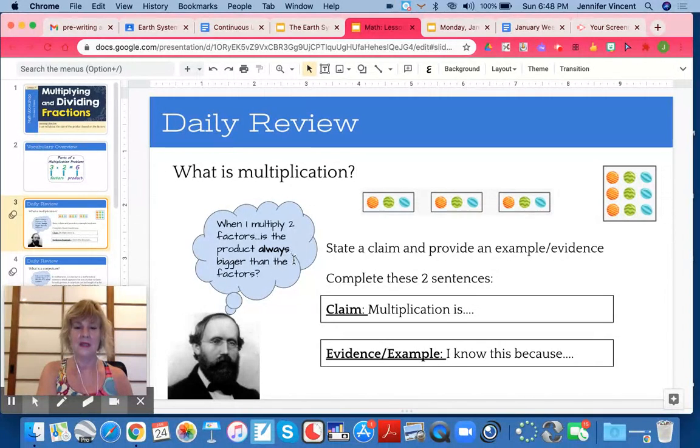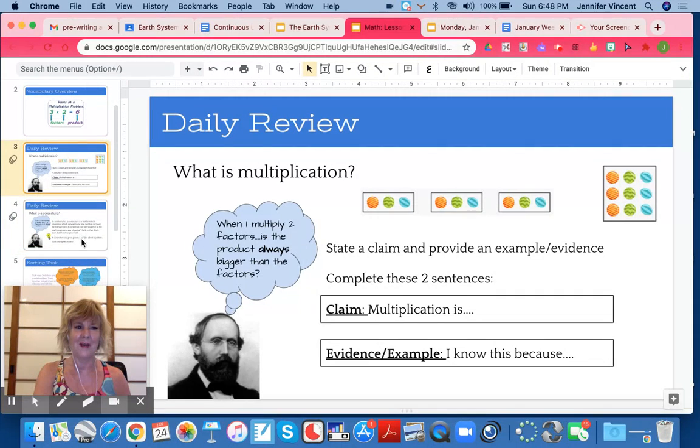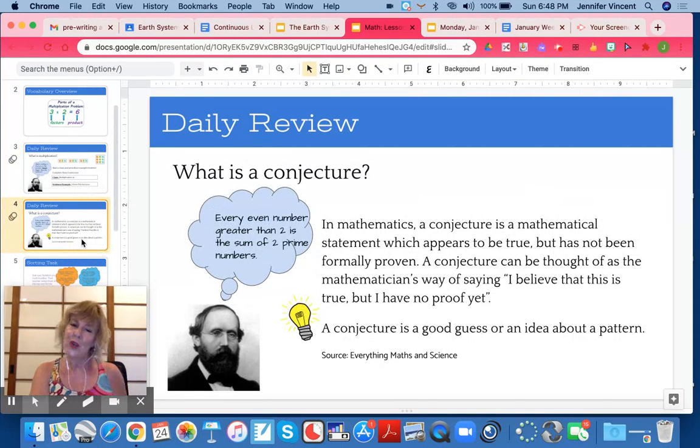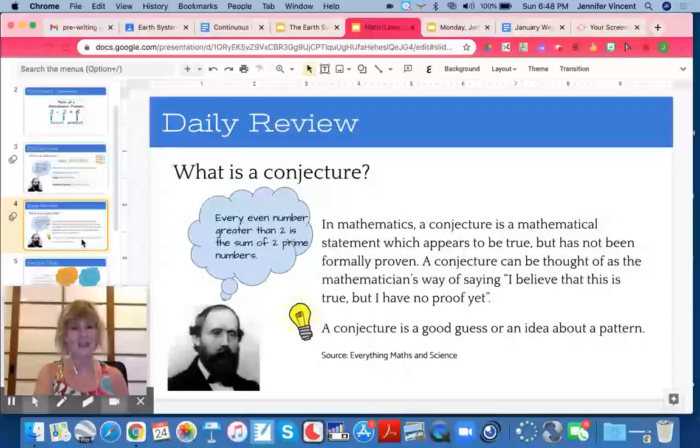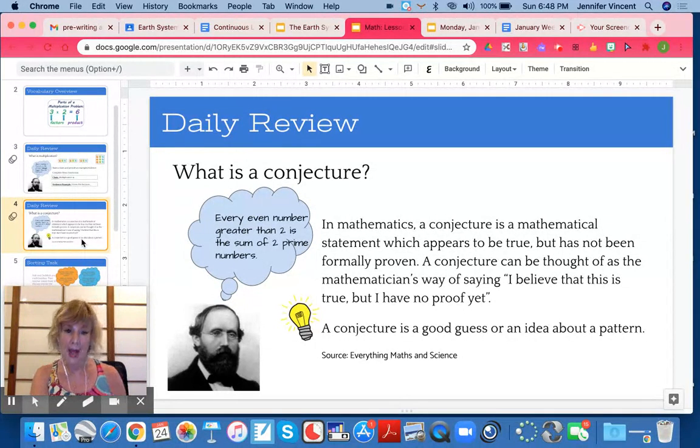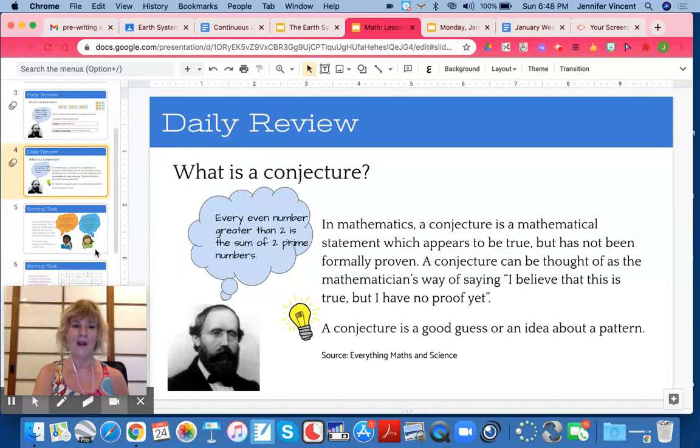There could be a typewritten answer here, or you could draw a picture or put a picture of your math notebook. Now this little math guy over here is saying to himself, when I multiply two factors, is the product always bigger than the factors? Great question, math guy. We're going to be talking about that today. So we are going to be talking about conjectures. Conjectures are a good guess or an idea about a pattern. One conjecture might be every even number greater than 2 is the sum of two prime numbers. That's a conjecture. It's like a claim. So we are going to be working on these today.